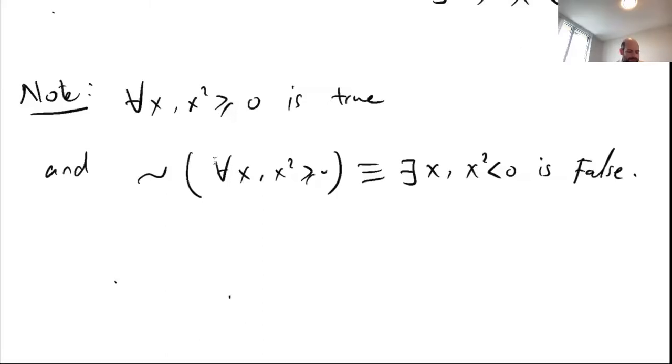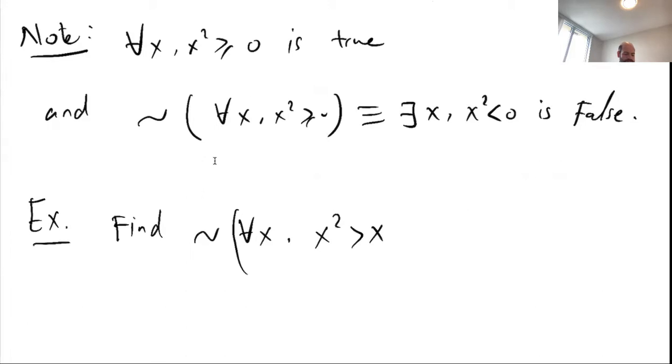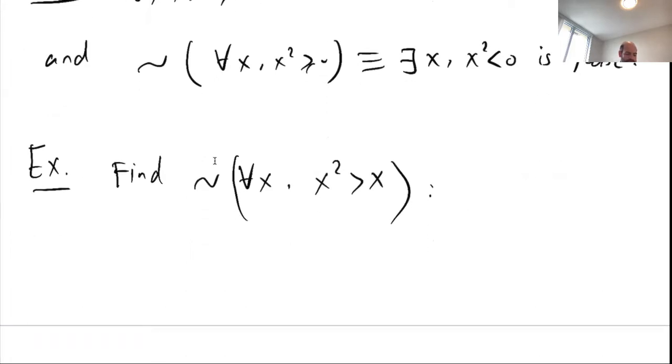All right, so let's look at an example. Find a negation of "for each x, x squared is bigger than x." So what is that going to be?